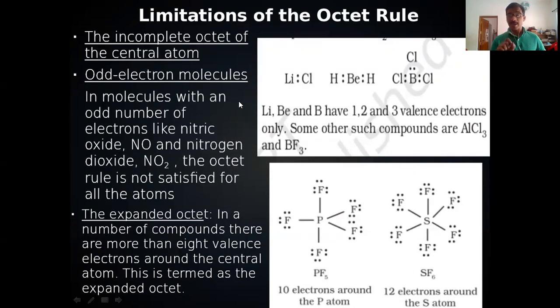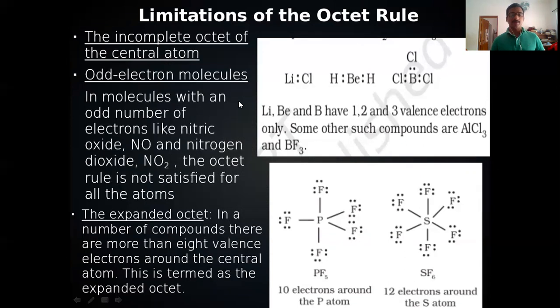An odd number of electrons means there will be an unpaired electron. If all the electrons are paired, that will give stability. But if there is an unpaired electron, that is against the octet rule. In NO and NO2, there is an unpaired electron.